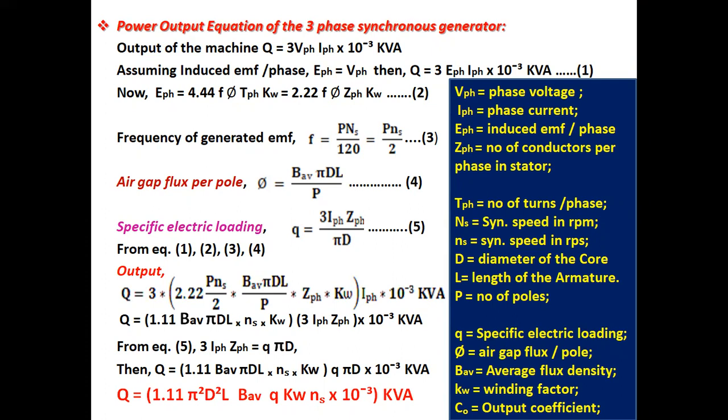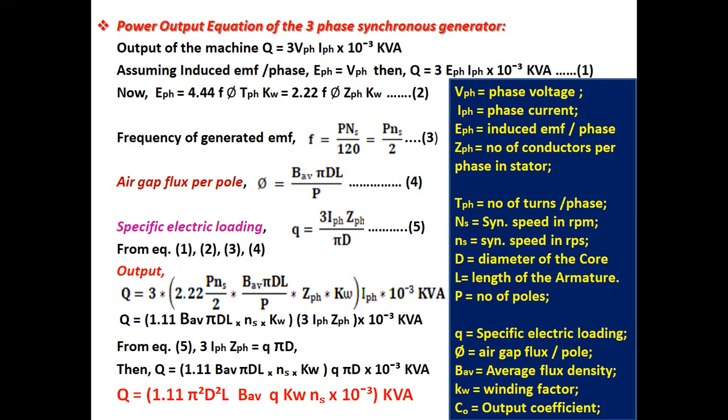Here, V phase is the phase voltage, I phase is the phase current, E phase is the induced EMF per phase, Z ph is the number of conductors per phase in stator, T ph is the number of turns per phase, capital Ns is synchronous speed in RPM, small ns is synchronous speed in RPS, D is the diameter of the core, L is the length of the armature, capital P is the number of poles, q is the specific electric loading, phi is the air gap flux per pole, B average is the average flux density, Kw is the winding factor, C0 is the output coefficient.